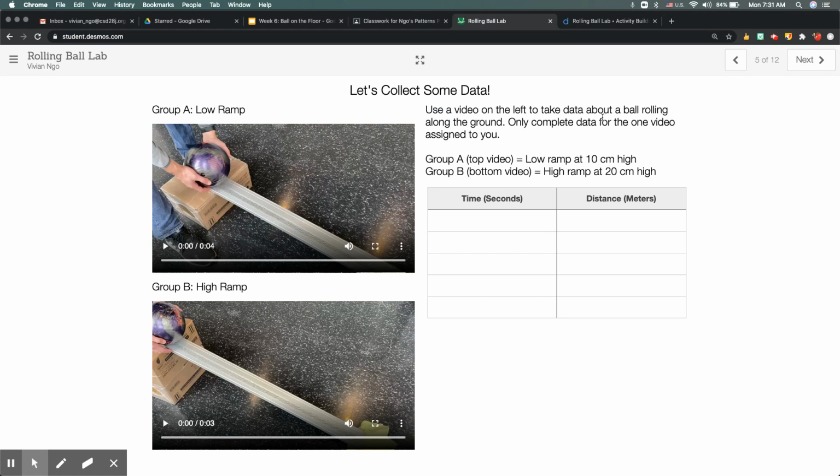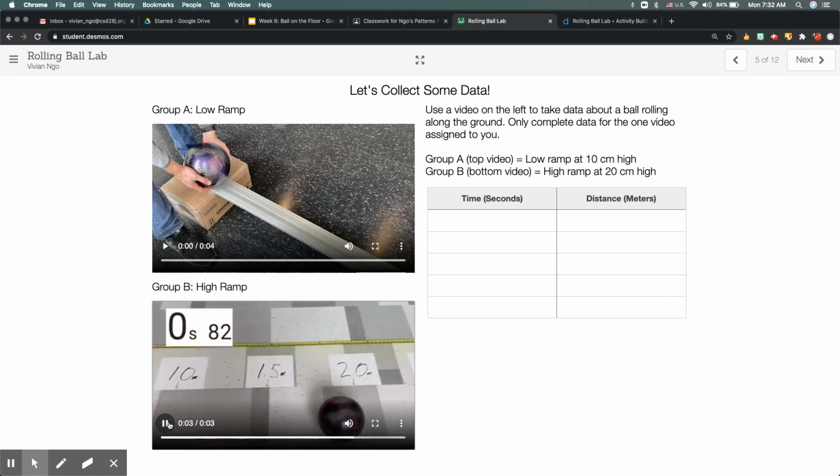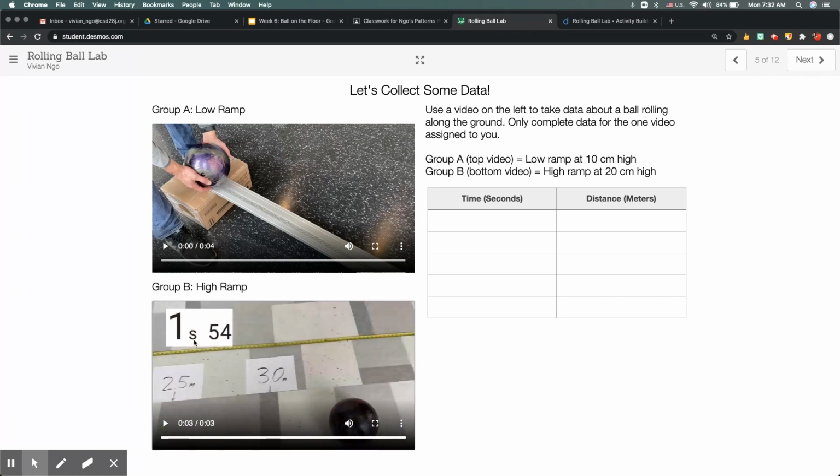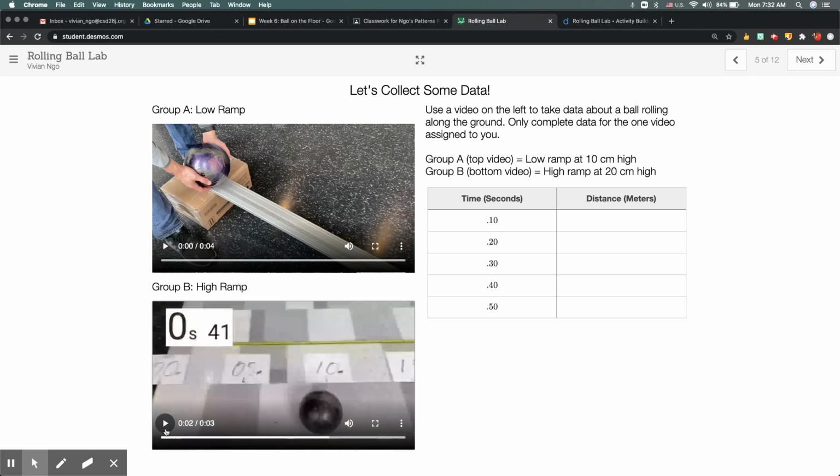Use a video on the left to take data about a ball rolling along the ground. Only complete data for one video assigned to you. So I'm either going to do it for the low ramp or the high ramp. Let's say we are going to do the high ramp. I need to watch this video and figure out in seconds how far the ball travels. Oh, this video only goes to less than 2 seconds. So maybe I will do 10 milliseconds, 20 milliseconds, 30, 40, 50. You can choose whatever you want. I'm just choosing that because then I can kind of see.